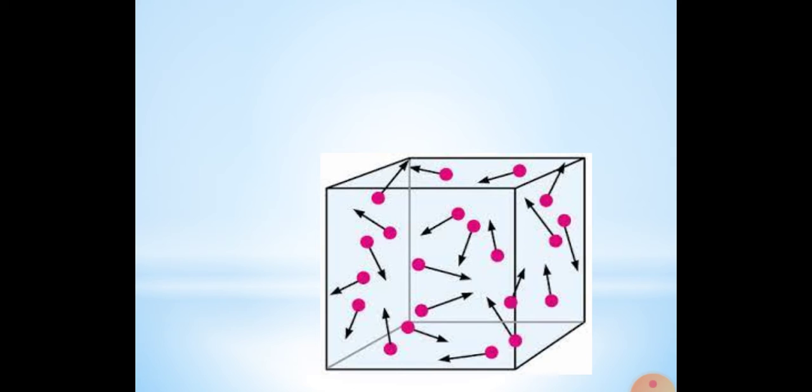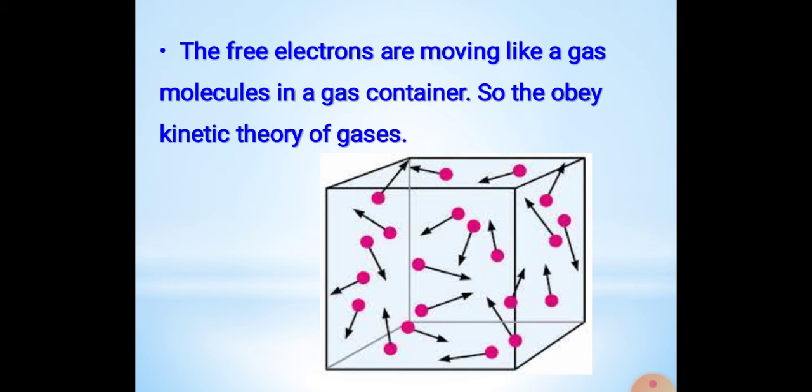To explain this, first let us consider this container. This container is a closed container and it is filled with gas. So inside this we have gas molecules, and these gas molecules are moving inside the container. Just like these gas molecules, the electrons are also moving. So they obey the kinetic theory of gases. Because these electrons move like gas molecules, they possess the kinetic energy of a gas molecule, that is 3/2 kBT.